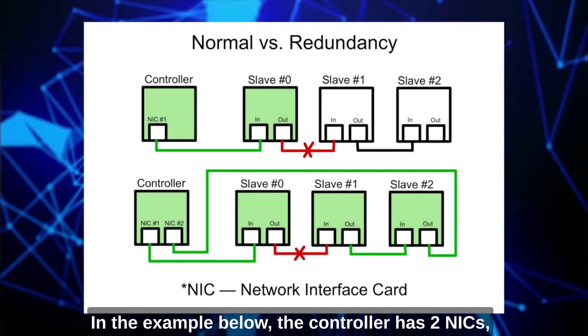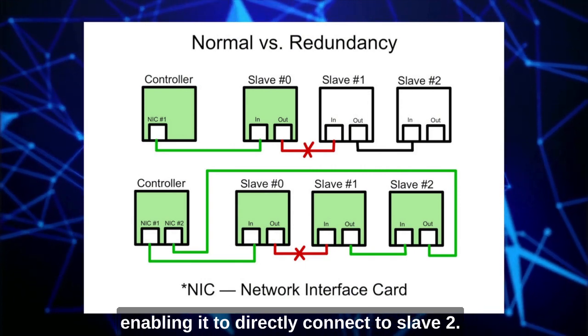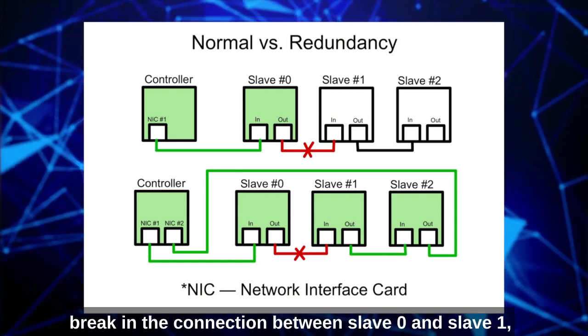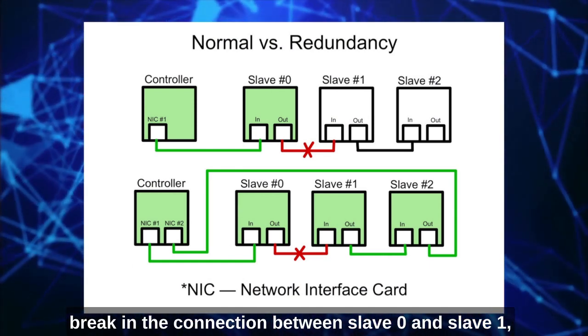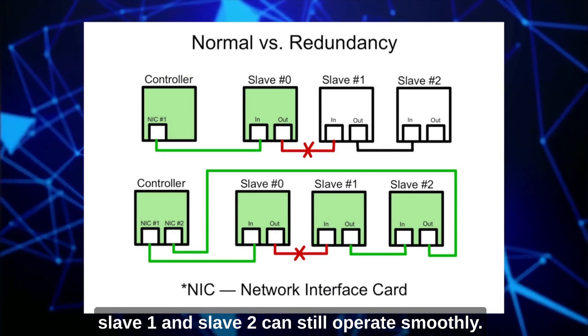In the example below, the controller has two NICs, enabling it to directly connect to slave 2. This redundancy feature ensures that even if there is a break in the connection between slave 0 and slave 1, slave 2 can still operate smoothly.